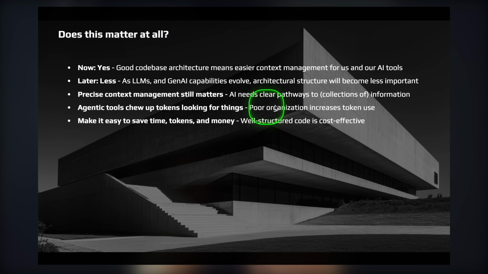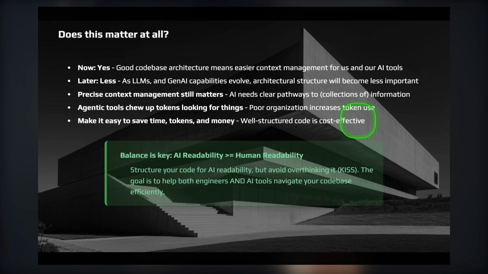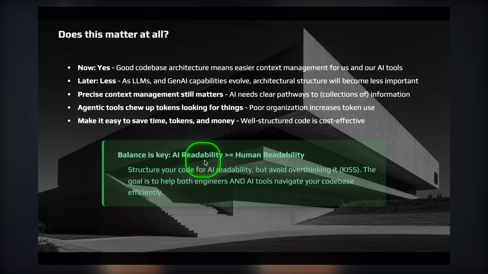That's important. When you organize your code base, you make it easy to save time, tokens, and that means money. Well-structured code is cost effective. The balance is really key here. So, most of us are still building for human readability. It's time to flip that trend. I am flipping that trend. I want you to join me. I want you to get ahead of the curve.